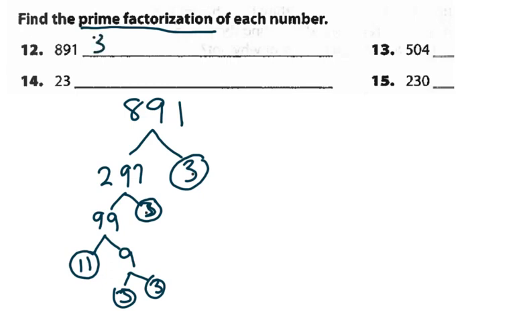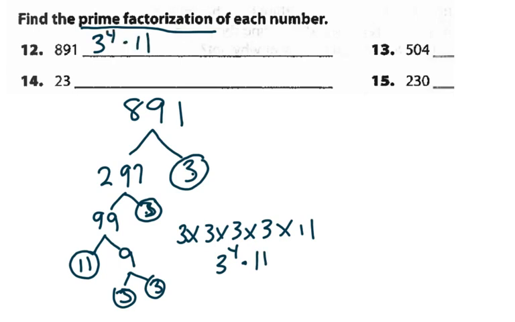So that's 3 times 3 times 3 times 3 times 11. That's 3, and I have 4 of those, to the 4th power times 11. So my final answer is 3 to the 4th times 11. So that's how you would do that with the factor tree.